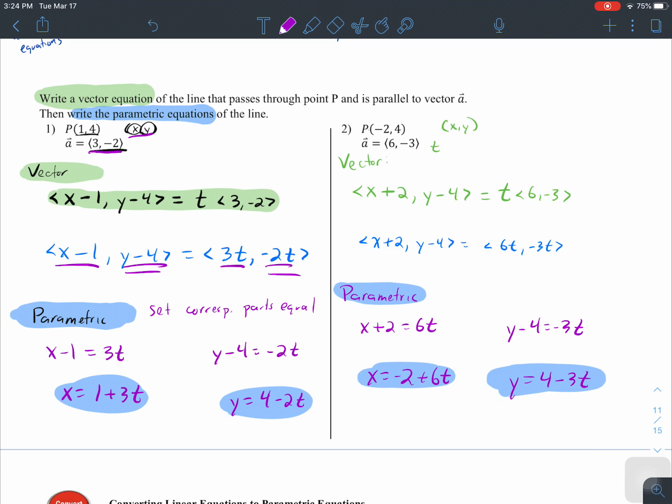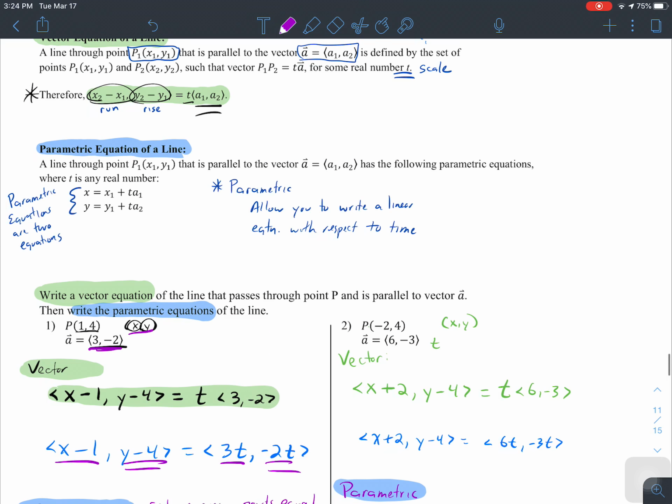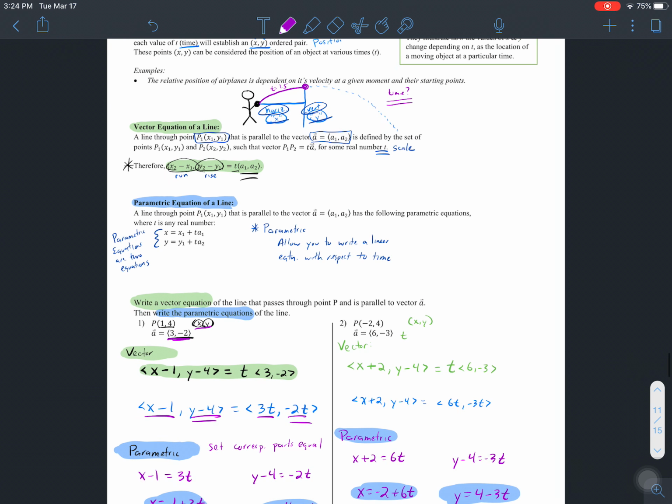I know what shape it should follow. I say the word shape, but what slope it should follow. And so I can create this from that. And then from there, I can create the parametric. Parametric are a pair of equations. So we're going to have one for x and one for y. So that's the first part of the lesson.